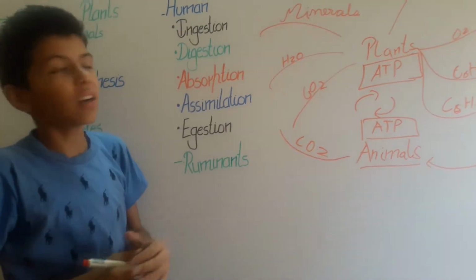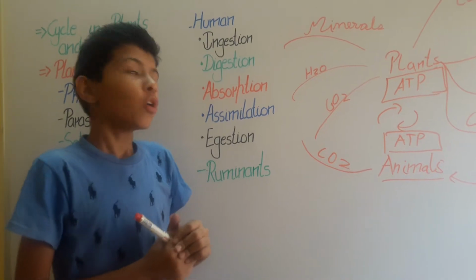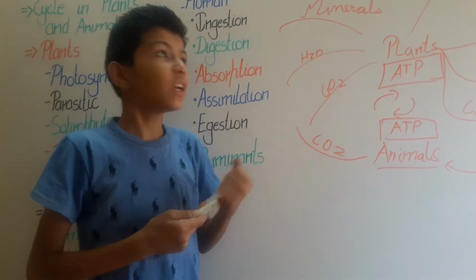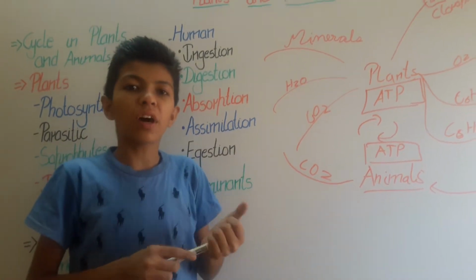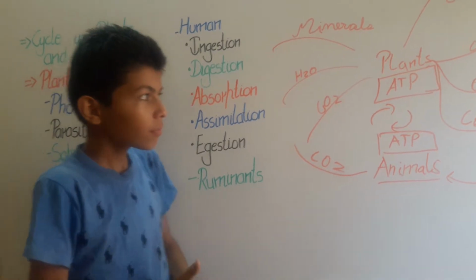Without the water, the plant would dry up. And the mineral is also important. Without it, if we eat the fruits, it would be of no sense.